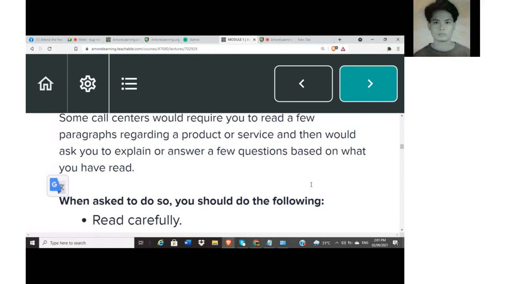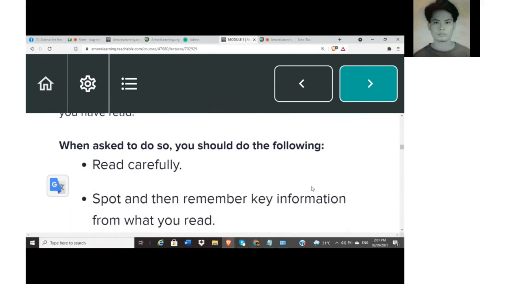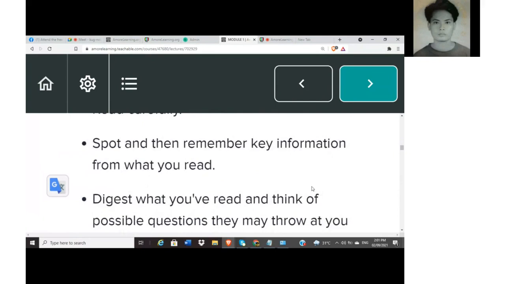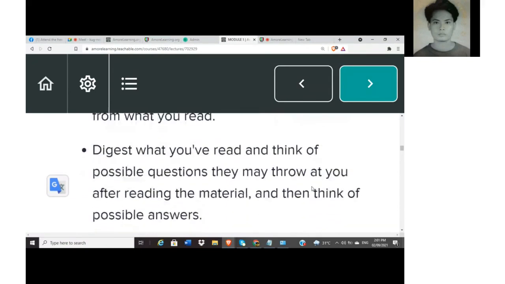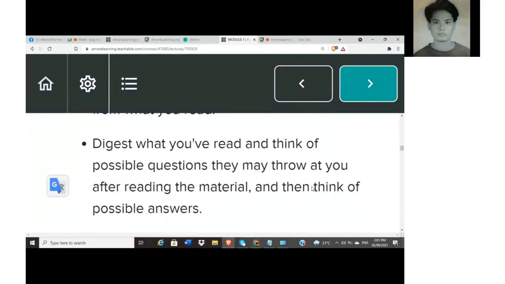That's their way of finding out if you can comprehend what you've just read, or if you can understand what's written on the paper or on their website. So tips would be: read carefully, read slowly. If you can take notes, take notes. Find out the key information in what you've read. Try to digest what you've read, and think of possible questions that they may ask you, because they would usually ask you a few questions after you've read something in their assessments.